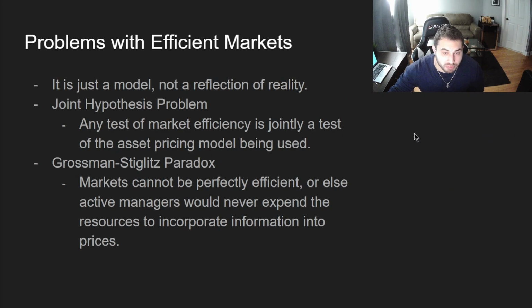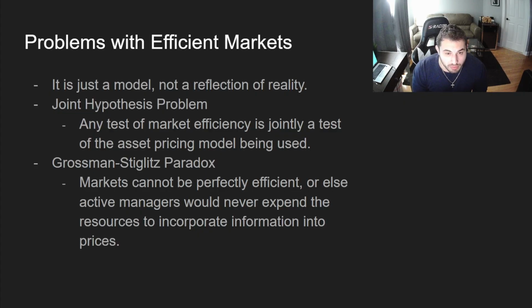But I want to talk about some problems with efficient markets. First of all, it's just a model. It's not a perfect reflection of reality. It's not intended to be a perfect reflection of reality. And really, I think people should just take it for what it is. Try to learn from it. Don't use it as a law. It's not law. Markets aren't perfectly efficient. Even Eugene Fama doesn't say that. It is a model that helps you think about your portfolios and helps you think about how you should be trading. It's not a perfect reflection of reality. I don't think it should be intended to be that way.